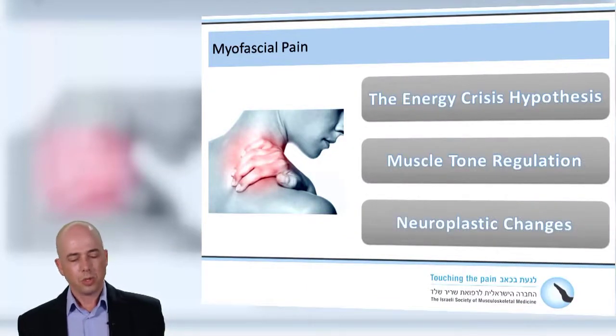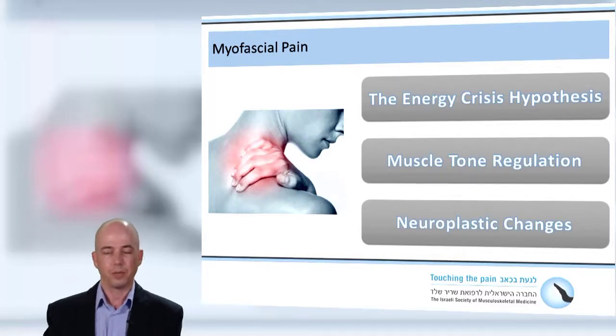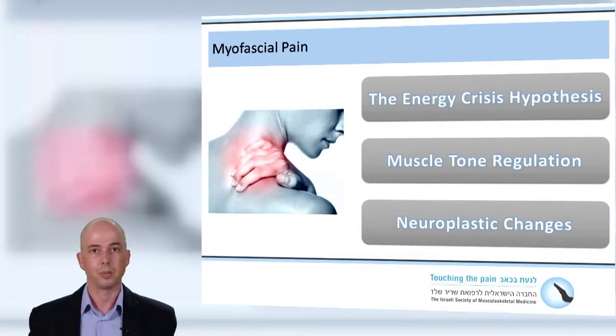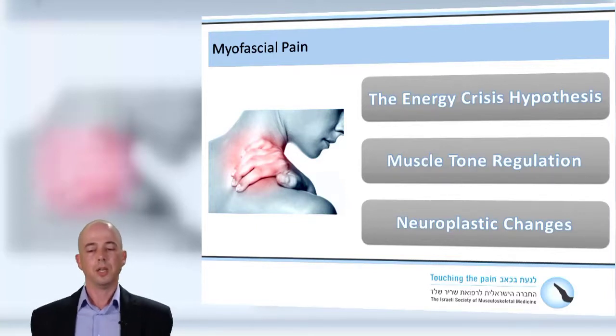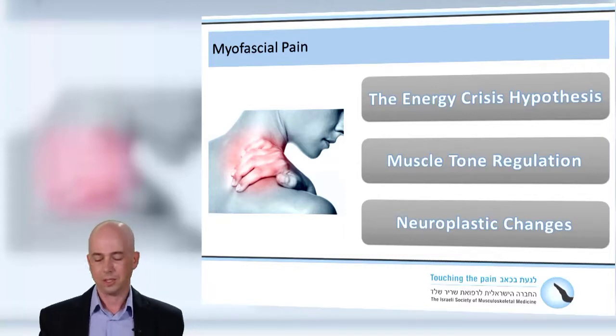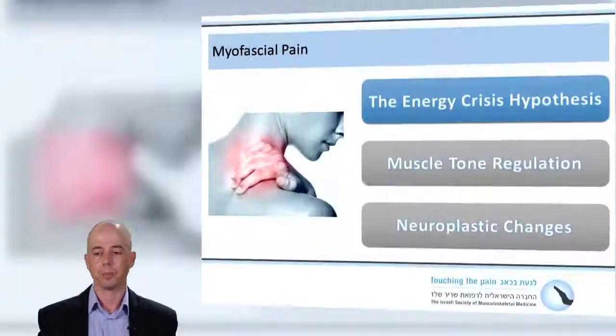Now, when we talk about the pathophysiology of myofascial pain, there are three main points that I want to make. First is a very old, by now, hypothesis called the energy crisis hypothesis, postulated by Janet Ravel. The second one will be muscle tone regulation, or rather dysregulation of muscle tone. And the third point will be the neuroplastic changes that we see, especially in chronic myofascial pain. Now, let's begin with the energy crisis hypothesis.